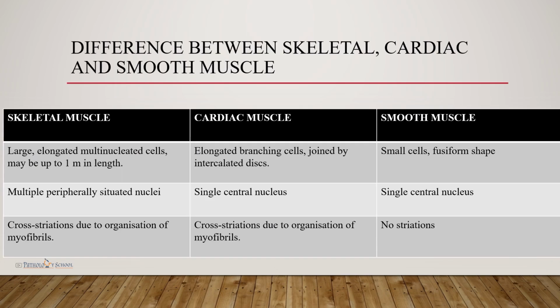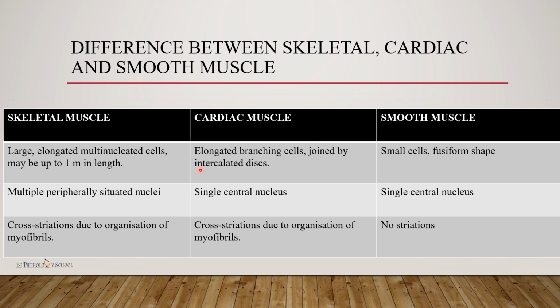Now we will revise the difference between skeletal muscle, cardiac muscle and smooth muscle. The skeletal muscles are large, elongated, multinucleated cells, maybe up to 1 meter in length. The cardiac muscles are elongated, branching cells which are joined by intercalated discs. Smooth muscles are small cells, fusiform in shape.